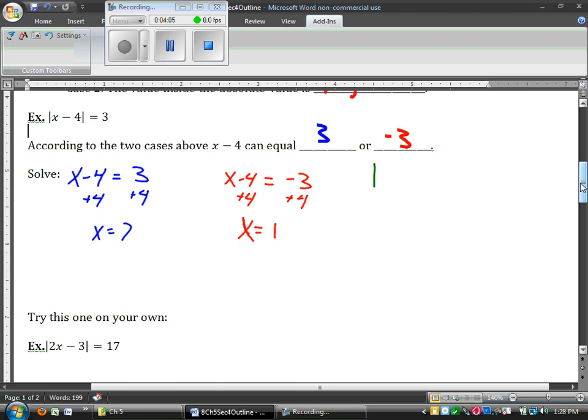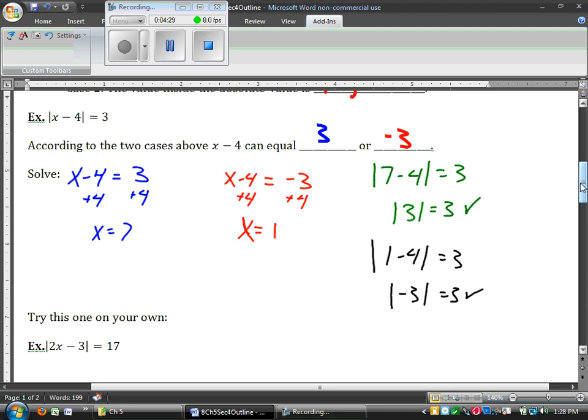So we check the absolute value. We're going to plug 7 in first. 7 minus 4 equals 3. The absolute value of 3 is 3, which checks out. And we also need to check with 1. The absolute value of 1 minus 4 is equal to 3. 1 minus 4 is negative 3. The absolute value of negative 3 is positive 3. So that also checks out. That means our 2 answers are x equals 7 and x equals 1.